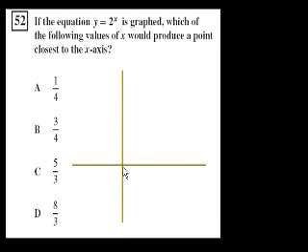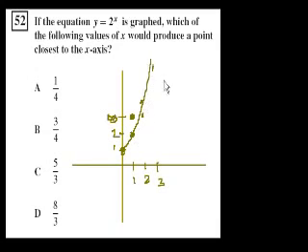What's 2 to the 0? 2 to the 0 is 1, right? So its y-intercept would be 1 at x equals 0. Then 2 to the 1st power would be 2. And then 2 to the 2nd power would be 4. And then 2 to the 3rd power would be 8. So it's going to look something like that. We don't have to worry. It's going to go up really fast.